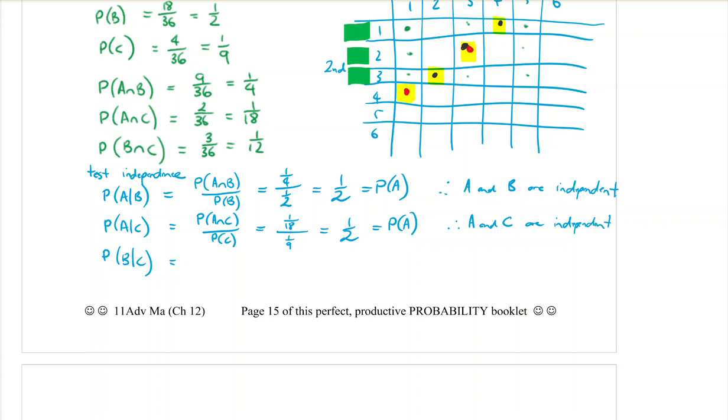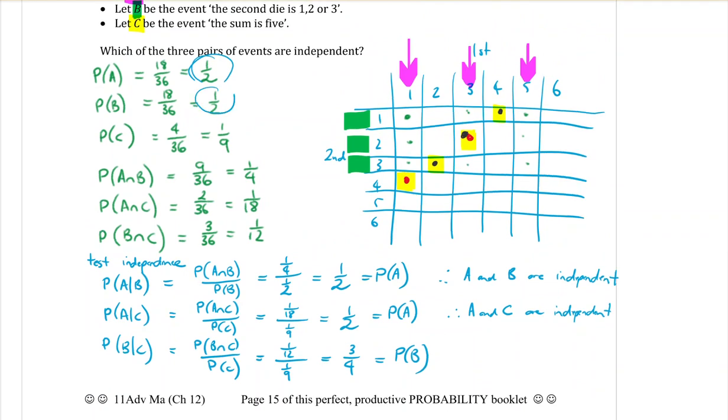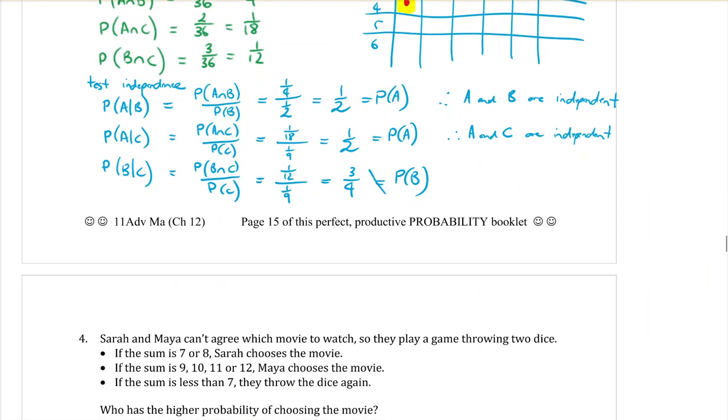And finally, probability of B given C would be the probability of B and C over probability of C. So probability of B and C is 1 out of 12. Probability of C is 1 out of 9. And when you divide them, you get 3 over 4. Now, in order for this to be independent, this needs to be equal to the probability of B. But the probability of B is equal to a half. So this is not equal, to put the line through that equal sign, and that means that B and C are not independent.